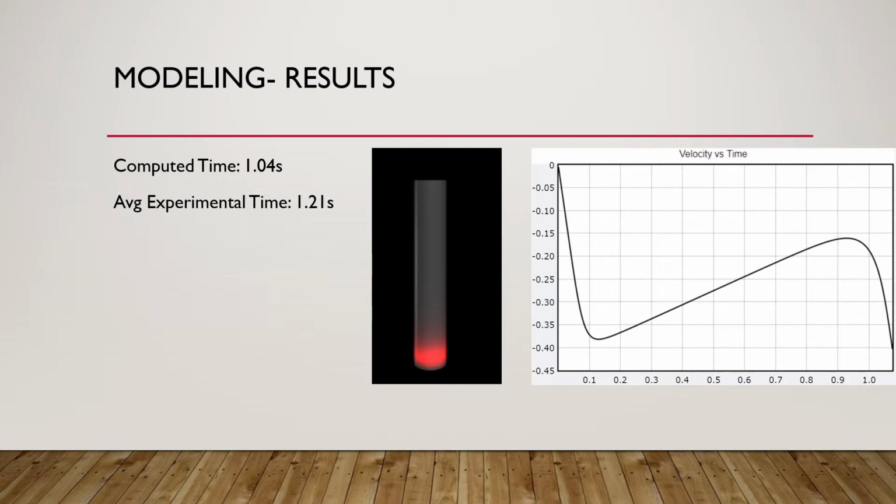The result of all of these series of calculations is an animation representing the movement of the magnet through the tube. This is produced along with a graph of the magnet's velocity over time. As previously mentioned, there is a discrepancy of about 0.2 of a second between the calculated and experimental times.